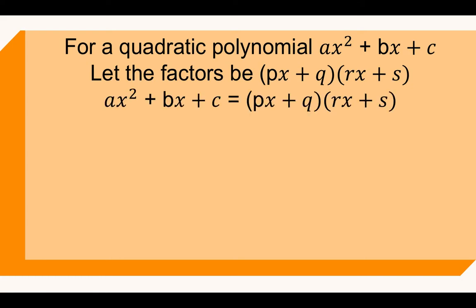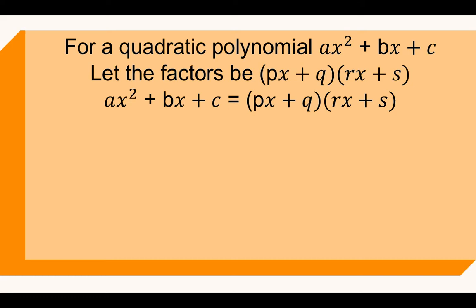So what can I write? I can write ax square plus bx plus c is equal to px plus q into rx plus s. This is what we are assuming. This is a quadratic polynomial, degree is 2, therefore it will have only 2 linear factors. You understand what linear factors are? Linear means the highest degree of the function is 1. Over here you can see px plus q is a linear polynomial, highest degree is 1, and rx plus s is also a linear polynomial.